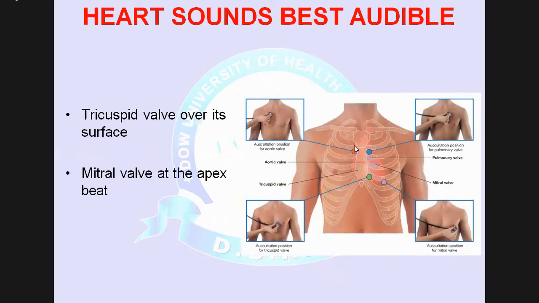These are the areas where the heart sounds are best heard. The tricuspid valve over its surface over here. This is where the stethoscope should be placed while auscultating for the tricuspid valve. And for the mitral valve, it should be at the apex. This is the apex.